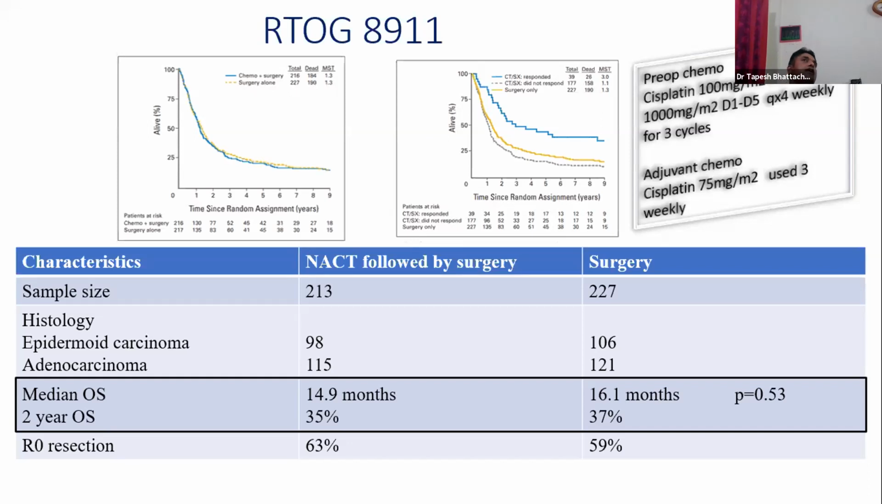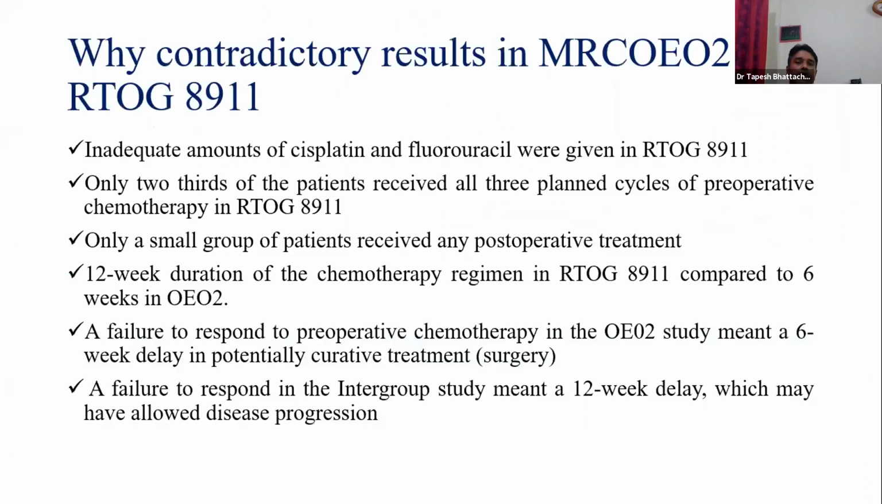So two trials have shown totally contradictory results. MRC OEO2, there is benefit. RTOG 8911, there was actually no benefit. So why these contradictory results in MRC OEO2 and RTOG 8911? This was quite important. Whether we will use chemotherapy or not, that came into a big question.